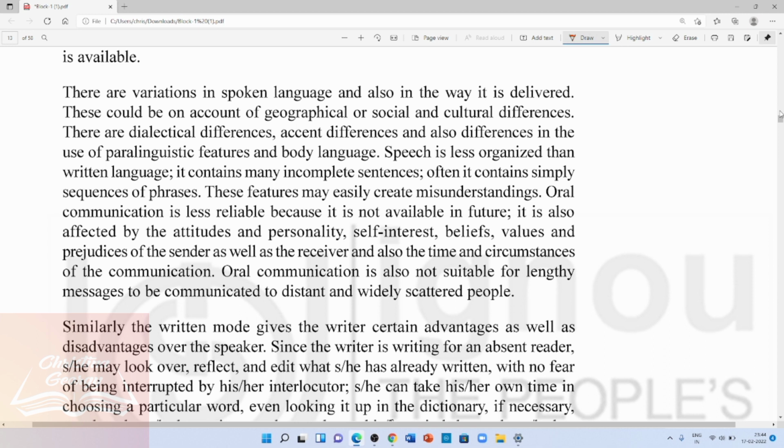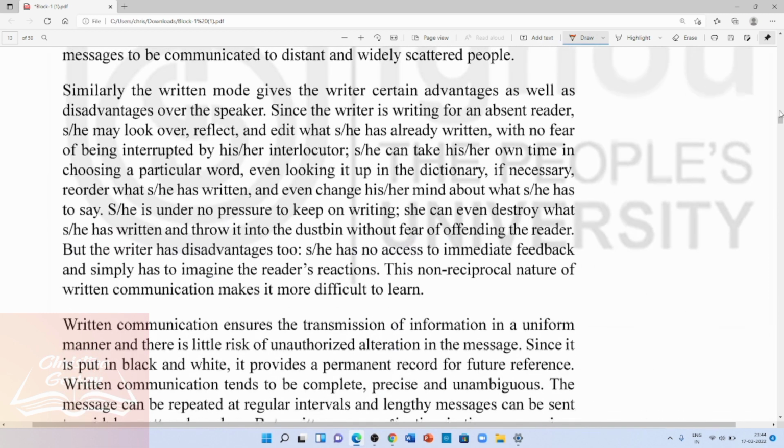Similarly, when we look at the written mode, there are advantages as well as disadvantages. As the writer is writing for an absent reader, he or she may look over, reflect, edit, write and rewrite the same matter. This person can write as many times as he or she wants. He or she can even look up the dictionary for that matter.